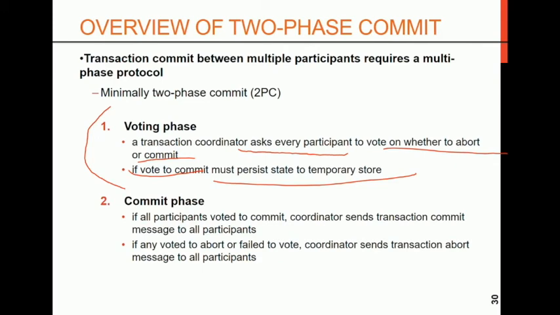Just in case they crash, they can reload their state, or in case the transaction coordinator crashes, they are able to reload their state from storage. So that's the first phase, the voting phase. And then you have the second phase, called the commit phase.